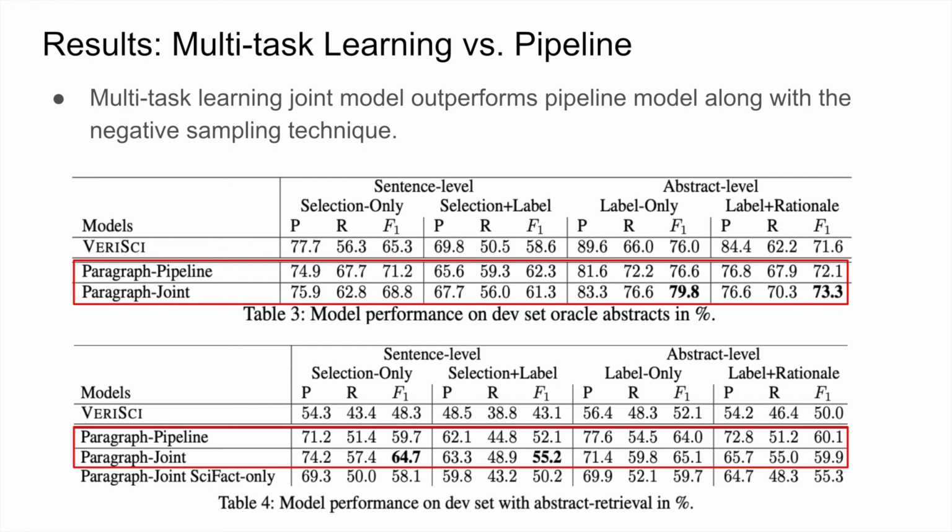Next, let's compare multitask learning models and pipeline models. Although the difference between the paragraph pipeline model and the paragraph joint model is not very clear in the oracle abstract setting, it is clear that with the help of negative sampling, the joint model outperforms the pipeline model.